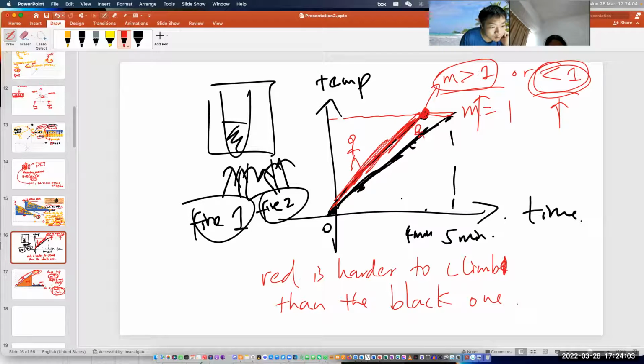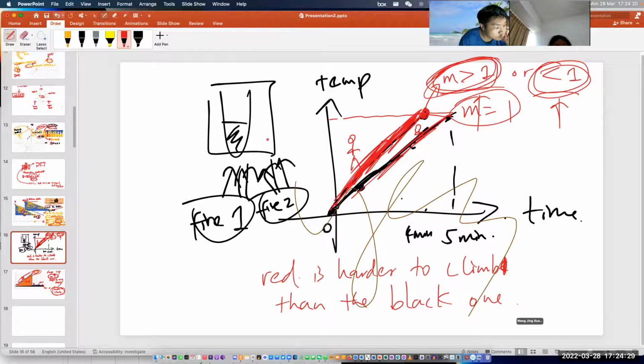Okay, this one is more steep. So the red is harder to climb than the black one. So therefore, it makes sense for the m to be bigger than m equals to 1. Because if the black one is m equals to 1, right? So it's harder. The red is harder. So m is bigger than 1. Does it make sense? Does it make sense?